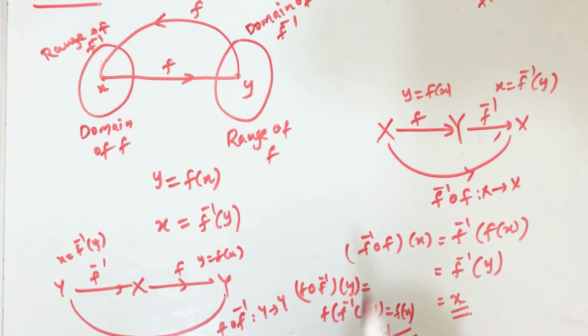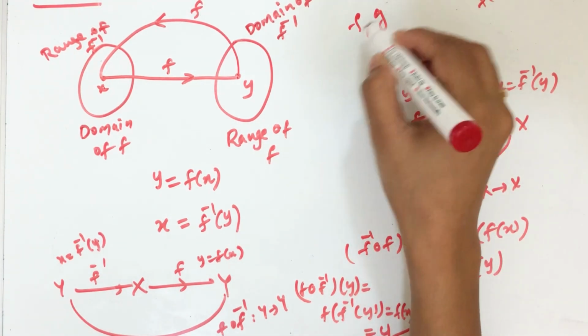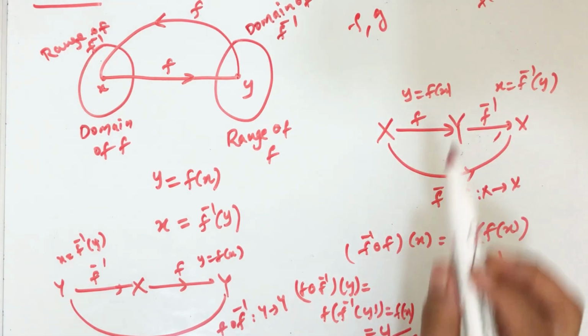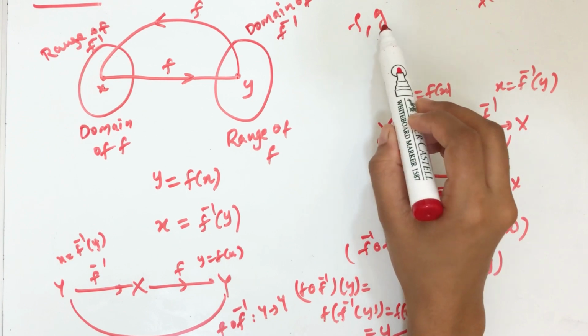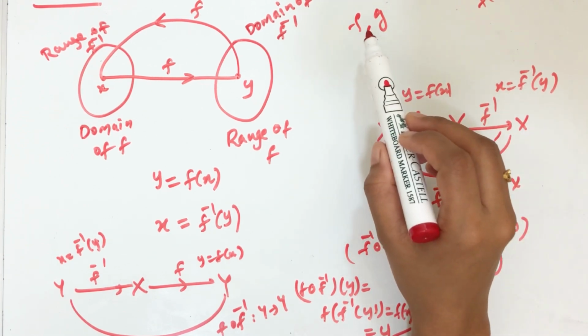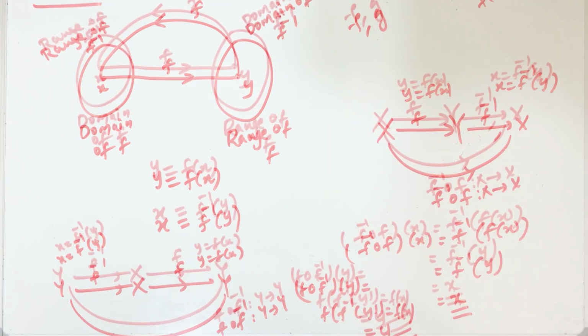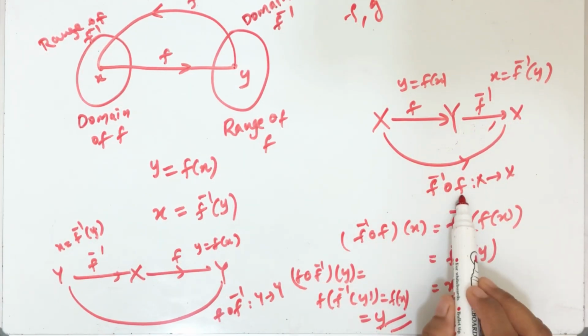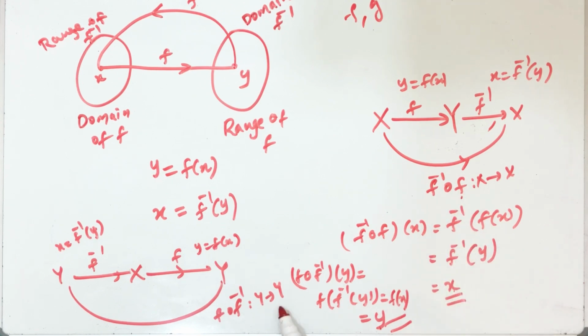So we can check whether two functions f and g are inverses of one another just by checking their composition. If they are inverses, then f composite g will be the identity function and g composite f will also be the identity function. So we can say the result of composing f and f inverse in either order is the identity function. Identity function is the function that assigns each element to itself.